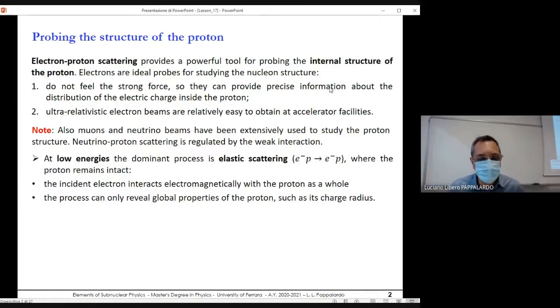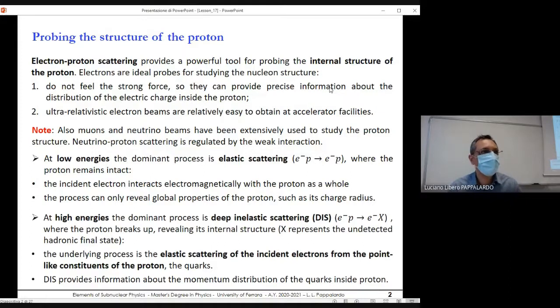Now, at low energies, the dominant process is elastic scattering, of course. Electron-proton into electron-proton, where the proton remains intact. The incident electron interacts electromagnetically with the proton as a whole, and as we know in the quantum field theory approach, by exchanging a virtual photon. And the process can, however, only reveal global properties of the proton, such as its charge radius, as we will start today. Of course, if we increase the energy, we are increasing the spatial resolution of our probe, and so we can study the proton in much, much more detail, the proton structure.